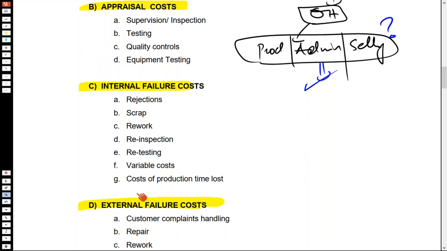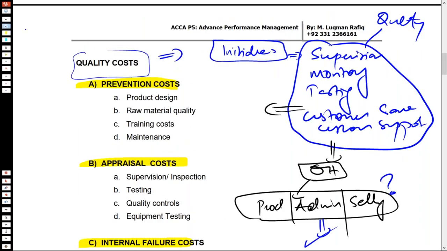Now let's move a bit forward and discuss further. There is something that I want you to understand about these costs. When it comes to the prevention costs, we say that these are those costs which are incurred before the commencement of production to ensure that no errors arise. So all those costs that are incurred before the commencement of the production, just to make sure that no errors arise, are going to be considered as the quality prevention costs.